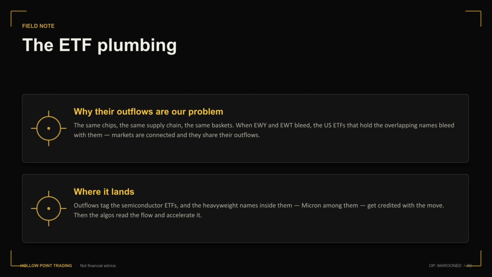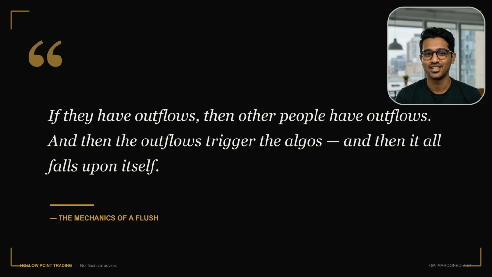Understanding the ETF plumbing is crucial. Shared supply chains and overlapping holdings mean that when funds like EWY and EWT bleed, US ETFs suffer too. Outflows in these semiconductor baskets quickly pull down heavyweight names like Micron as algorithms react to the trend. As we've seen, when outflows hit certain sectors, they act as a trigger for others. This creates a chain reaction, where the market essentially falls upon itself as algorithms respond to the sell-side pressure.